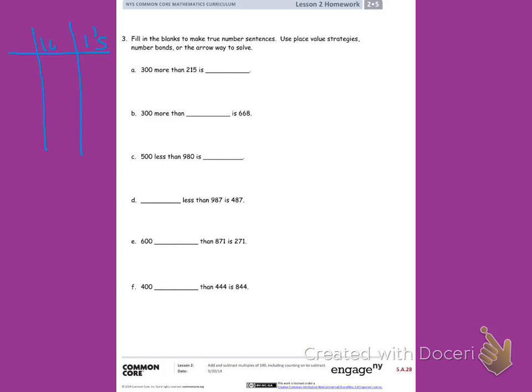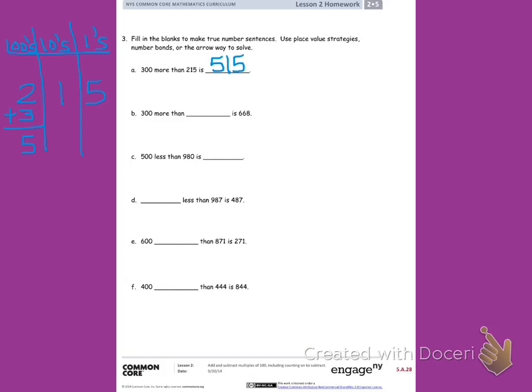Ones, tens, hundreds. I always like to label the columns in my place value chart. Here's the number 215. 300 more means 3 groups of 100 more. So I'll add 3 groups of 100. 2 plus 3 is 5. So my answer is 515.